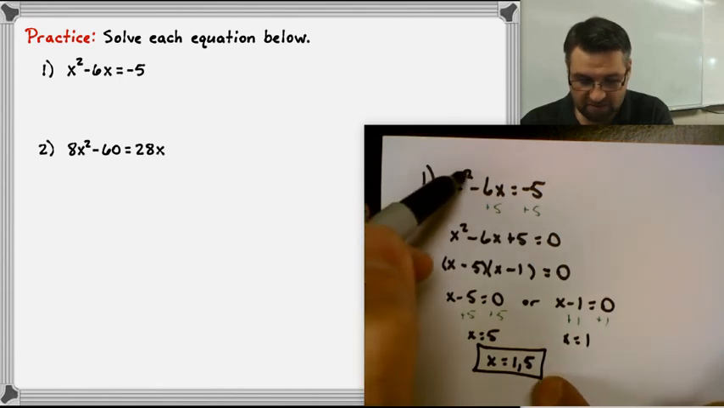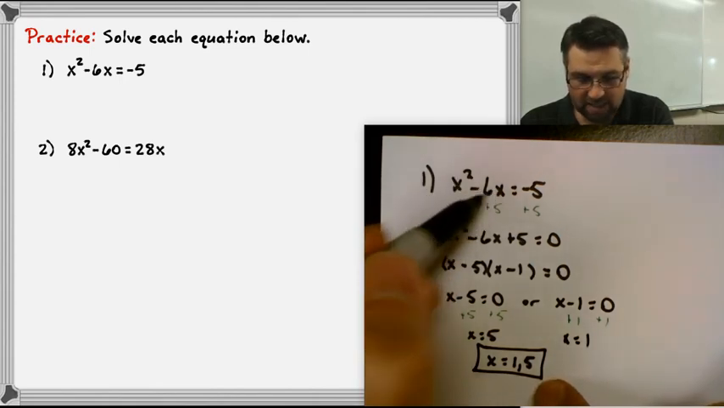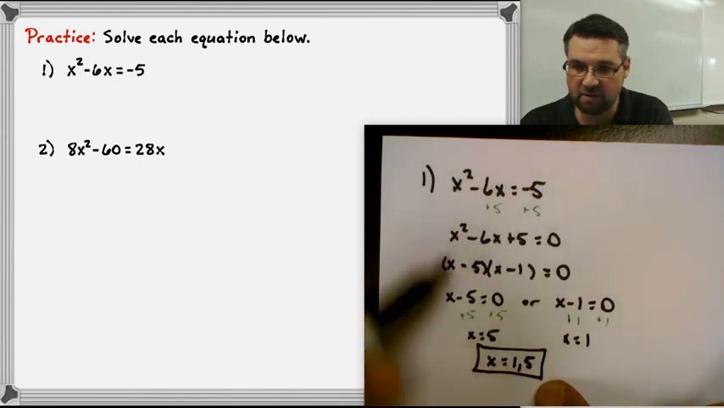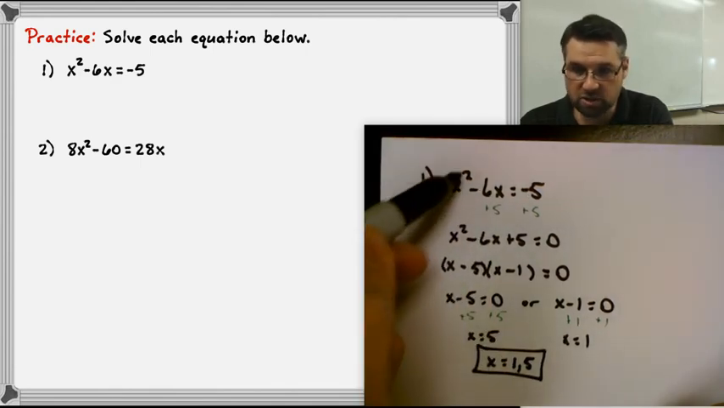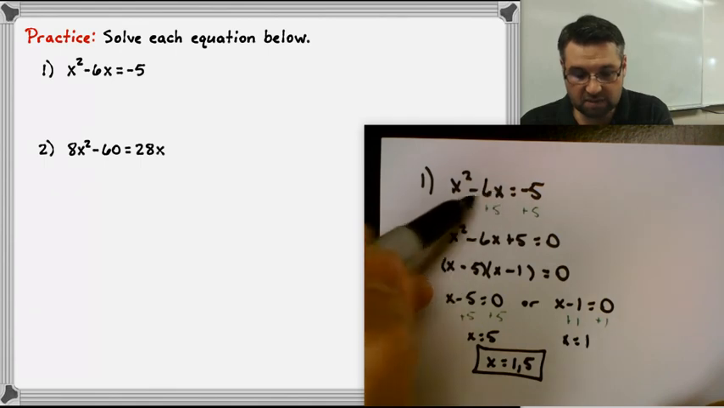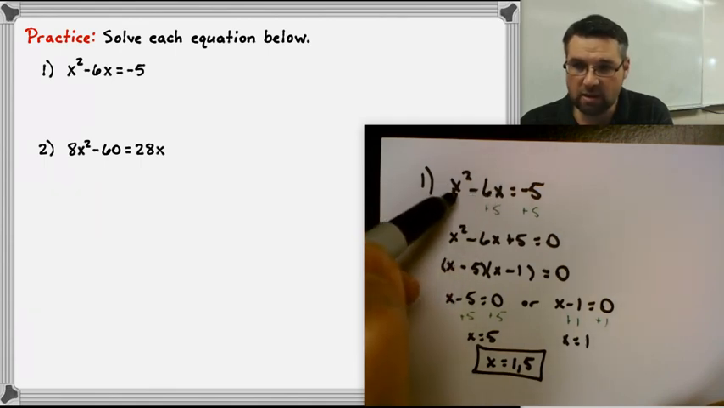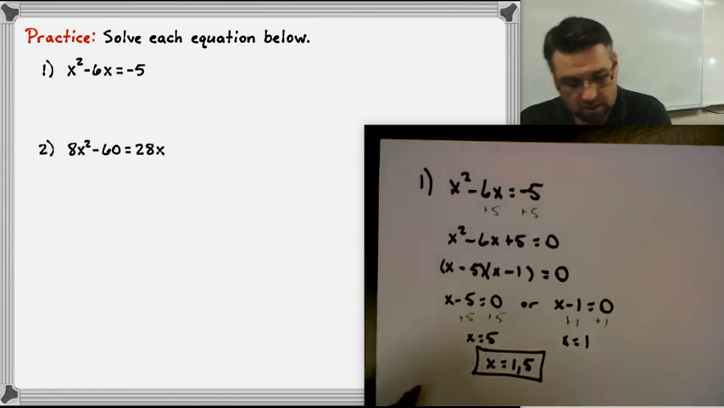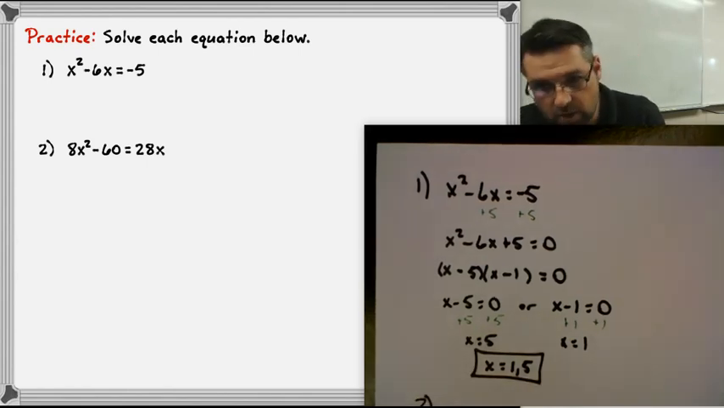So let's try it. 5 squared is 25. Minus 6 times 5 is 30, so 25 minus 30 is negative 5. If I plug in 1, 1 squared is 1. Negative 6 times 1 is negative 6, so 1 plus negative 6 is negative 5. So both of these are solutions to this equation, this quadratic equation.